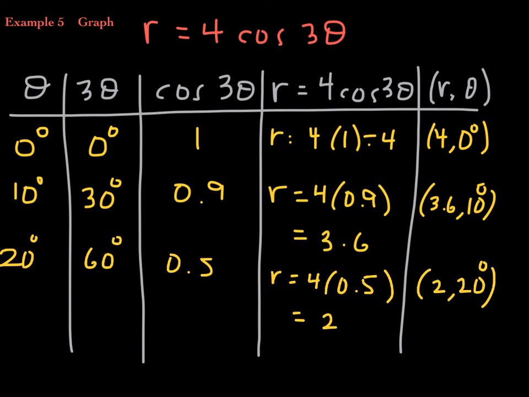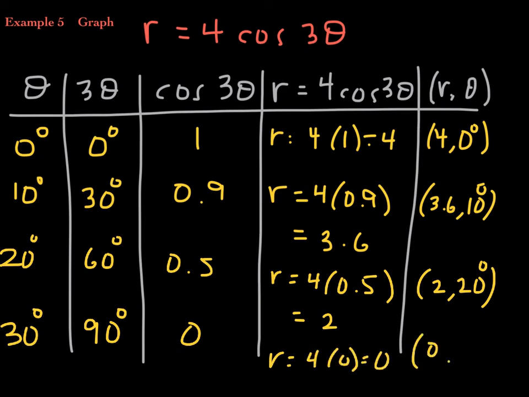Okay, let's jump to 30 degrees. 3 times 30 degrees is 90 degrees. Cosine of 90 degrees is 0. So R is equal to 4 times 0, which of course is 0. So then the ordered pair is 0, comma 30 degrees.